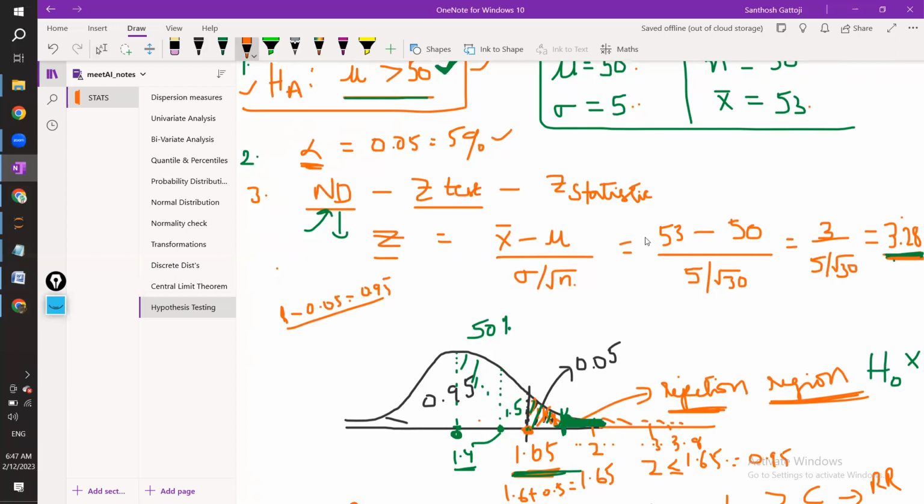Let me see. If n increases, the square root of n increases. If this increases, this whole thing decreases. If the whole thing decreases, this will increase. Okay, so if n increases, this also increases. Fine.